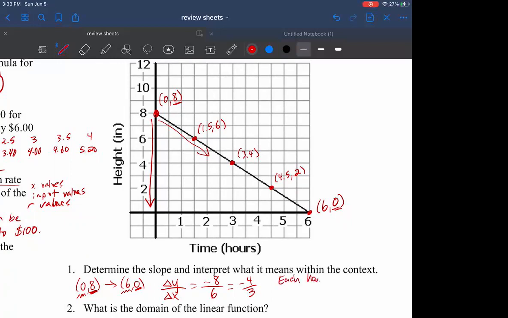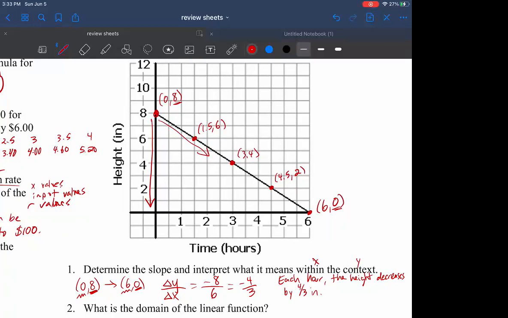each hour, the height of the candle, the y value. The reason I said each hour is because that's the x. You always say that the slope tells you for each x, in this case, for each hour of time, the y, the height in this case, because it's a negative slope, that means the height or the y is decreasing. So it decreases by 4/3 of an inch. And when I use the word decreases, that's taking the place of the negative sign in the slope.